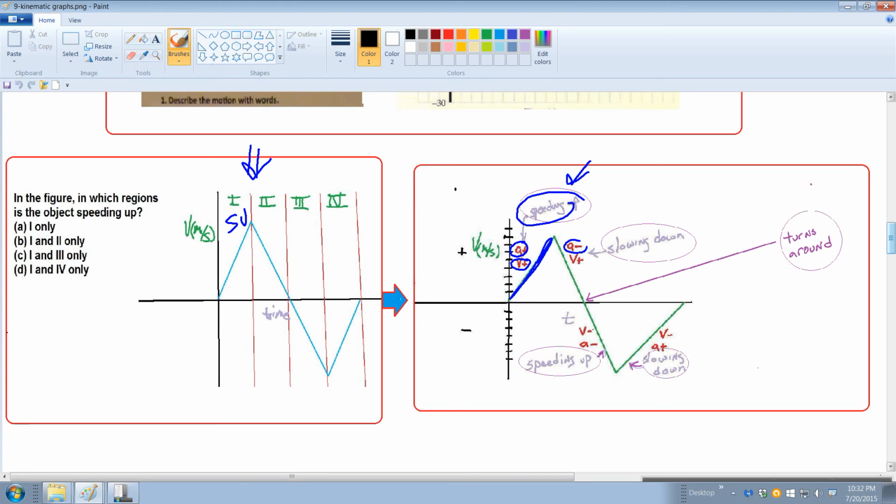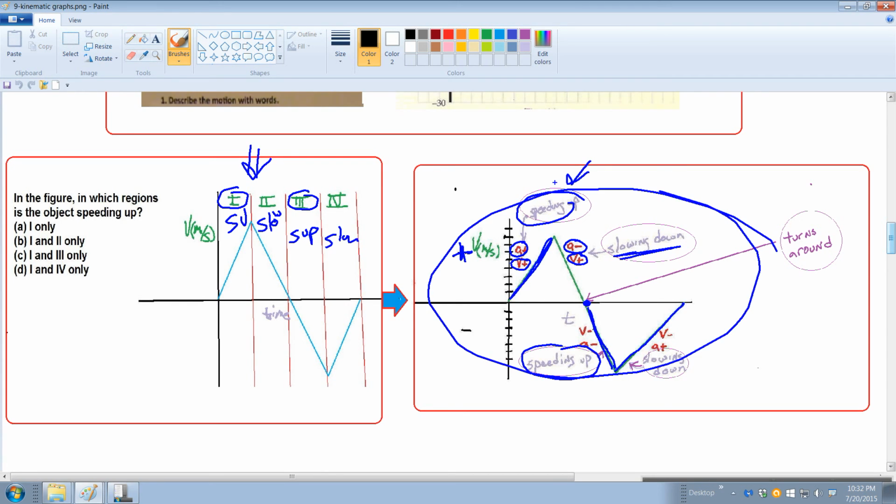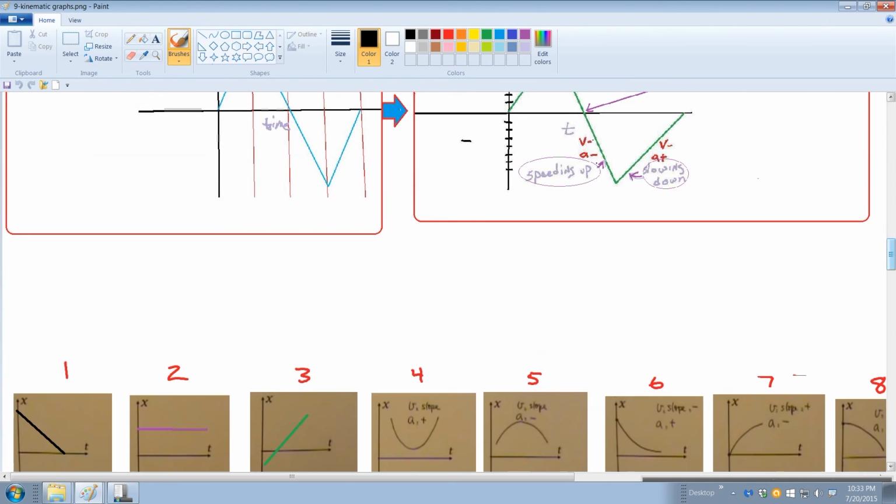Here the slope is negative, but the velocity is still positive. It's still in the positive zone. So it's slowing down in this zone 2. Here it turns around, and now the velocity is negative and the acceleration, the slope of this line, is negative. So now it's speeding up again. And then here the velocity is still negative, but the slope or the acceleration is positive. So now it's slowing down again. It'll take you a minute to do that problem once you get familiar with it.